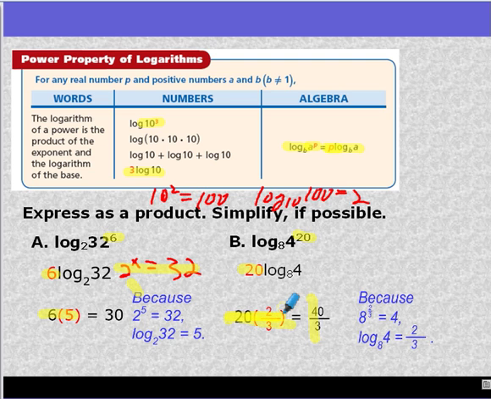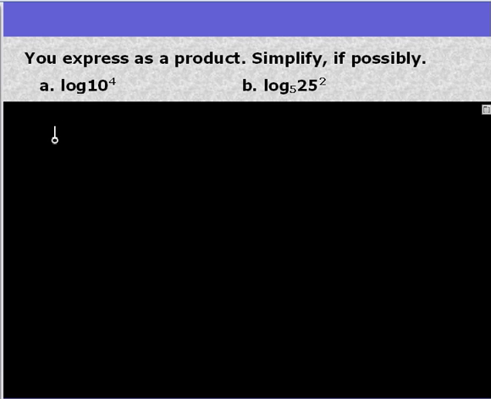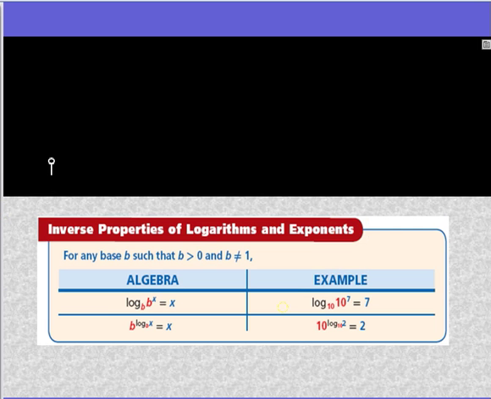All right, these are for you to figure out. So express as a product and simplify. Now we're going to get to, I think, is it our last property? No, it's not our last property.